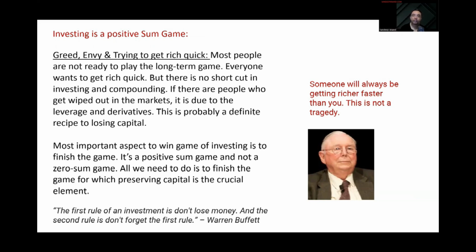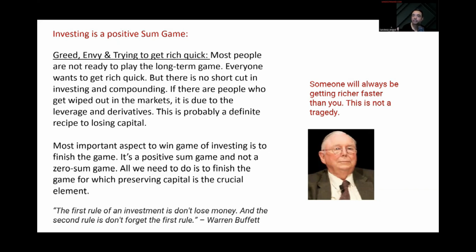When your friends and social circles are making money, we get greedy. We become envious and want to catch up. We want to invest in the same themes. So most people are not ready to play the long-term game. Everyone wants to get rich quick, including me. But there is no shortcut in investing and compounding. I understood this towards the second half of my investing career.